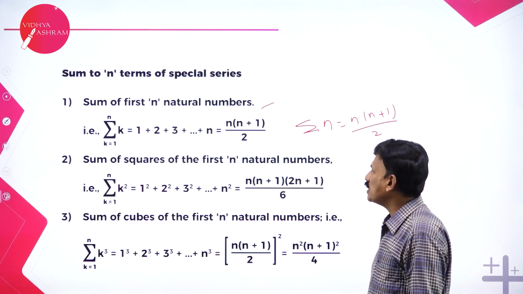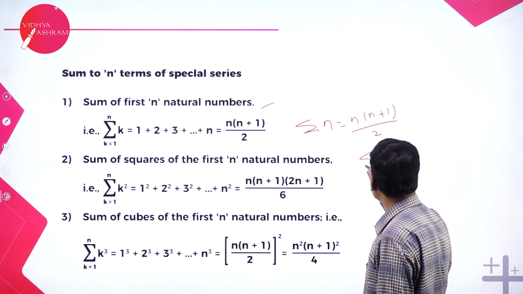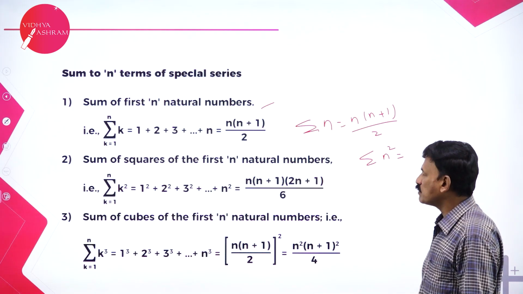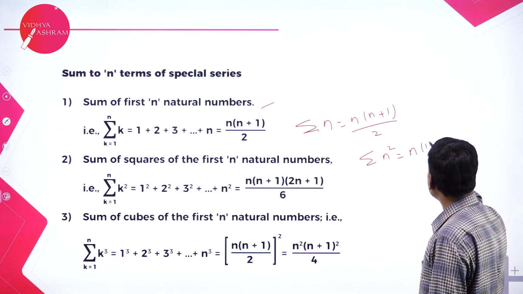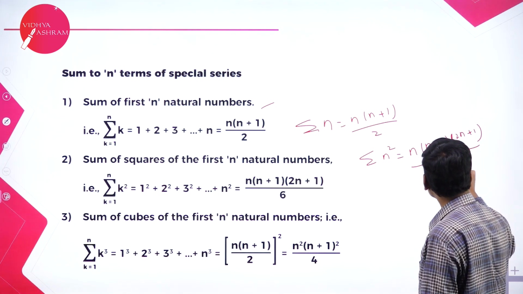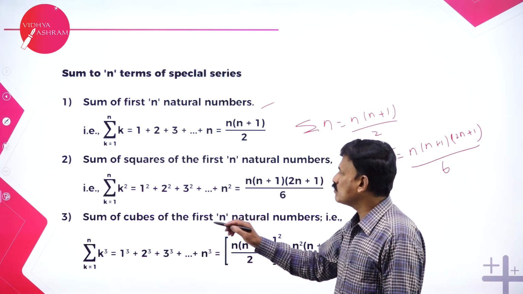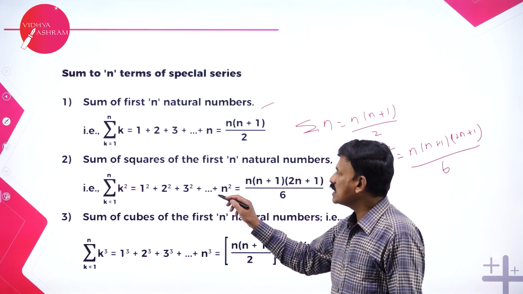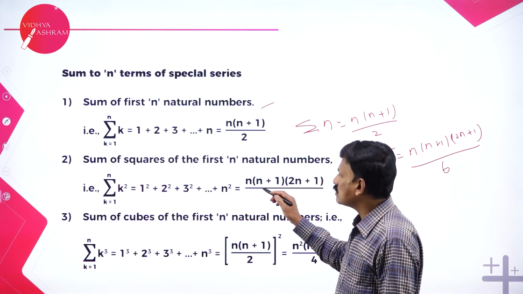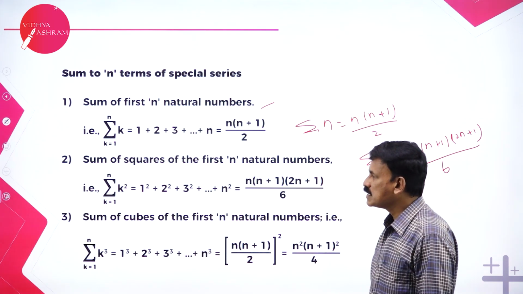Similarly, the sum of the squares of the first n natural numbers, that is sigma n square. Sigma n square is given by n into n plus 1 into 2n plus 1 divided by 6. That is sigma k square or sigma n square, sigma k equal to 1 to n of k square, that is 1 square plus 2 square plus 3 square plus etc. plus n square, is equal to n into n plus 1 into 2n plus 1 divided by 6.